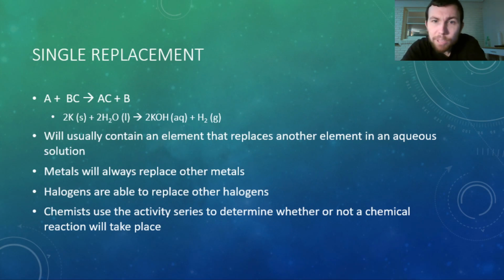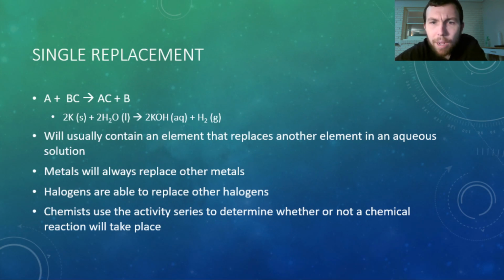Now, with single replacement reactions as a whole, they usually contain an element that replaces another element in aqueous solutions. That means when it's been dissolved in water. Now, a good rule of thumb, your metals will always replace other metals. Notice here that the potassium replaced, I'm going to say, the positive substance H from water to get potassium hydroxide. Notice that the potassium did not replace the oxygen. Okay, your halogens, so your elements that are in group 17 or 7A, are going to be able to replace other halogens.